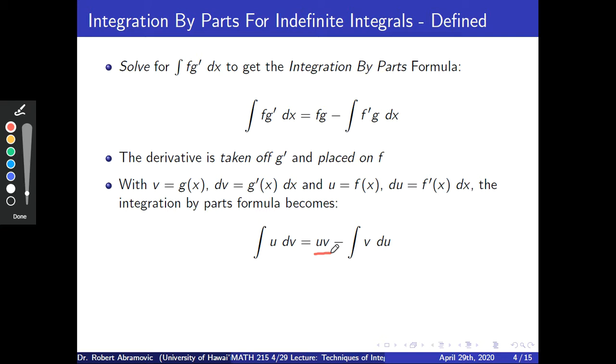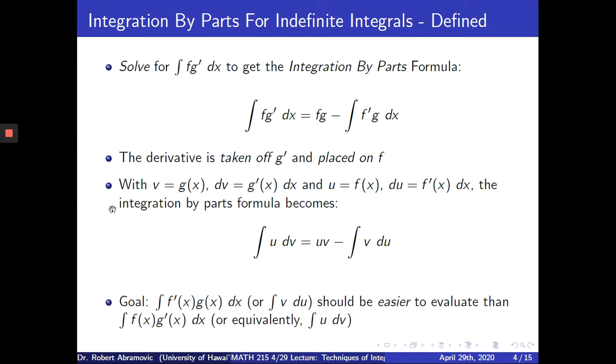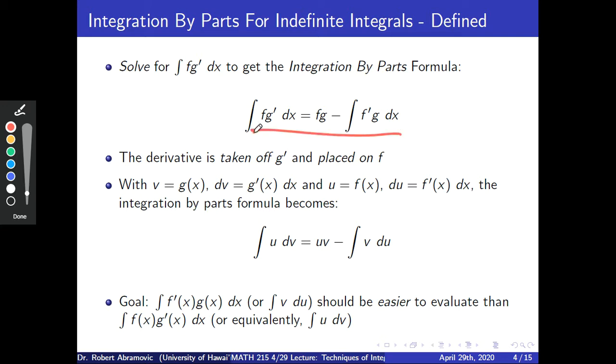This is just the product of the two functions, f and g, minus the integral of v times du, and that's because f prime times dx became du. Our goal is that this integral should be easier to evaluate than the original integral, f times g prime.